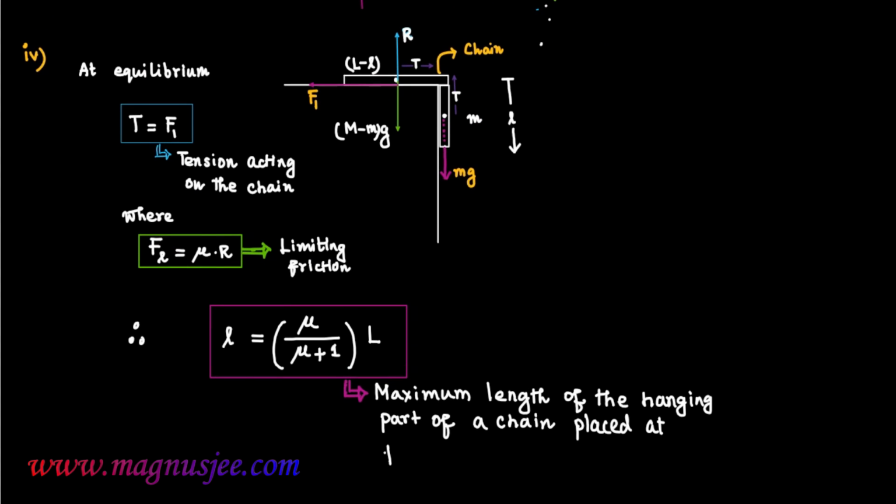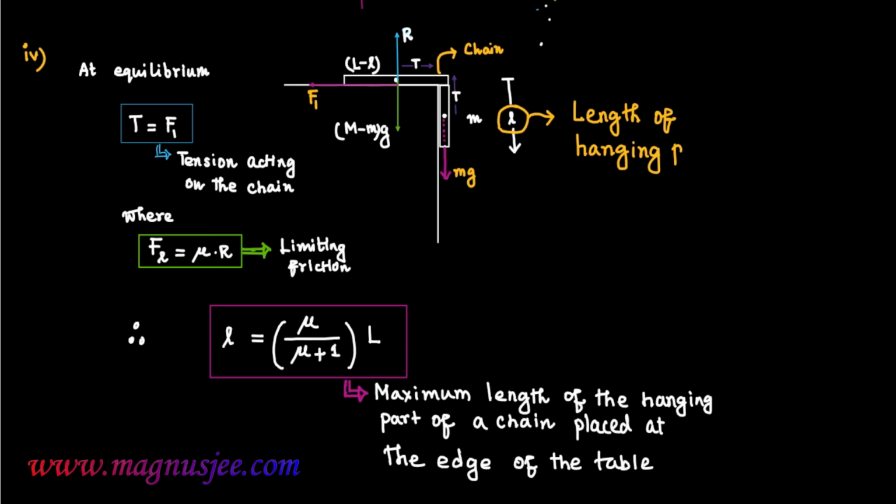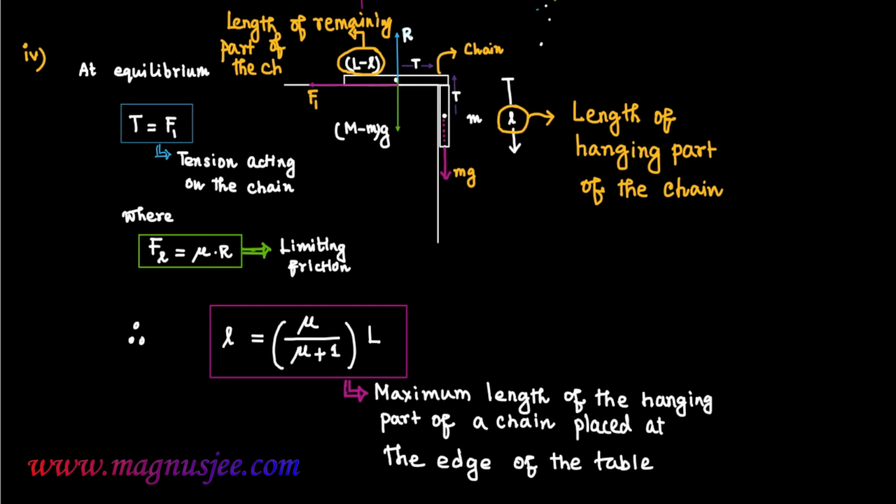This is the maximum length of the hanging part of a chain placed at the edge of the table. Small l is the length of the hanging part of the chain, and capital L minus small l is the length of the remaining part of the chain which is at rest on the table.